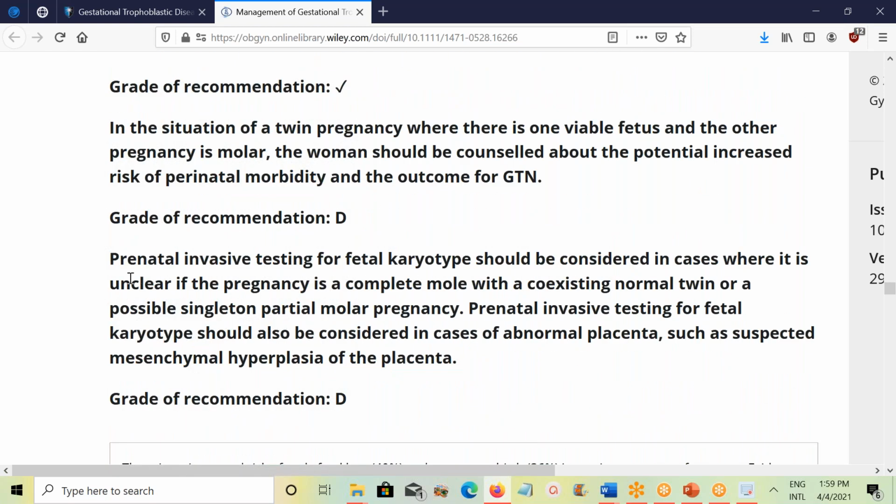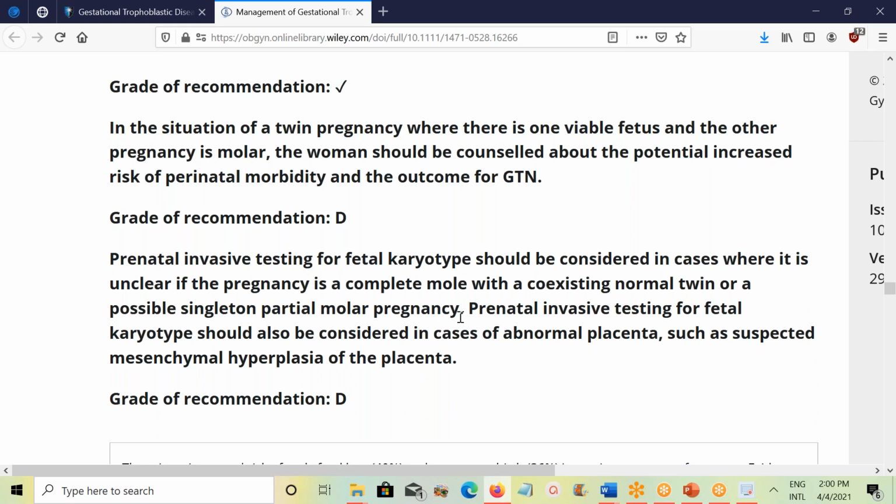So here, what we will do, prenatal invasive testing for the fetal karyotype should be considered in the cases where it is unclear if the pregnancy is a complete mole with a coexisting normal twin or a possible singleton partial molar pregnancy. It should also be considered in cases of abnormal placenta, such as suspected mesenchymal hyperplasia of the placenta.